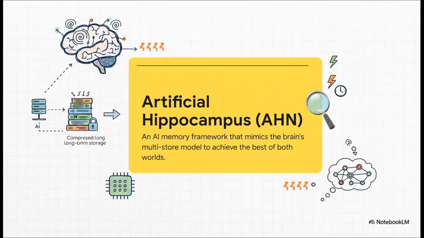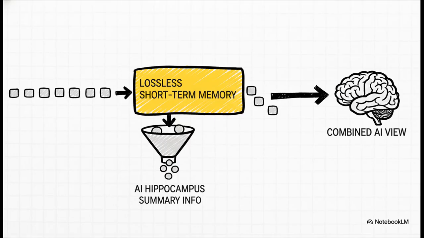So, taking this blueprint directly from nature, researchers built something called the Artificial Hippocampus Network, or AHN. And the goal is simple, really. Create an AI memory system that works just like our brains, combining that perfect short-term recall with an efficient, compressed, long-term storage. And here's the genius of how it works.